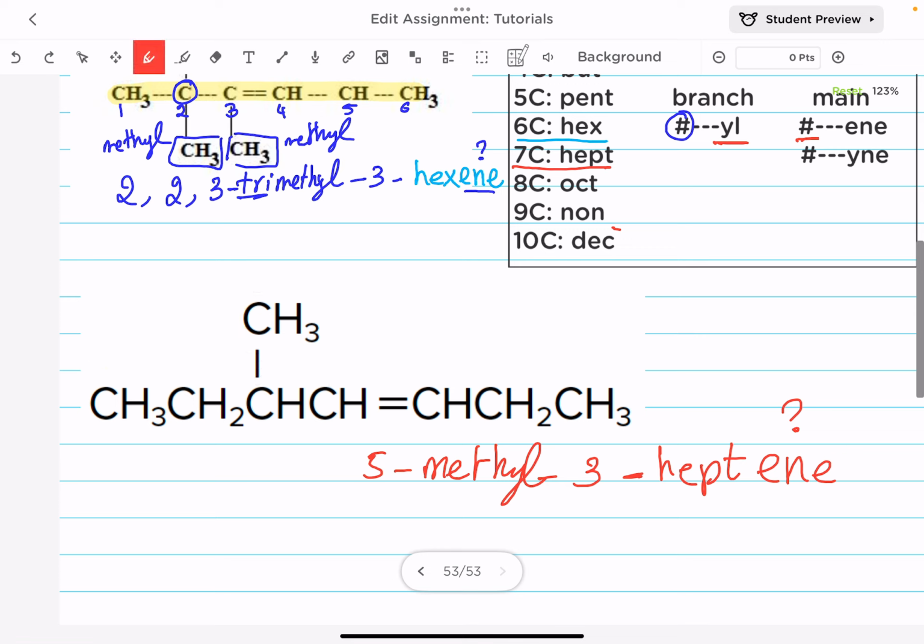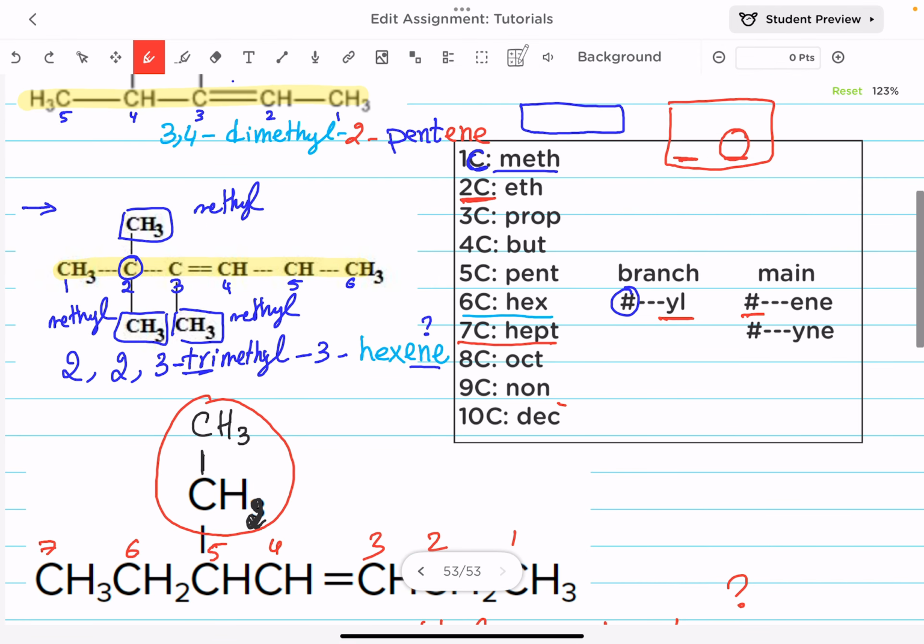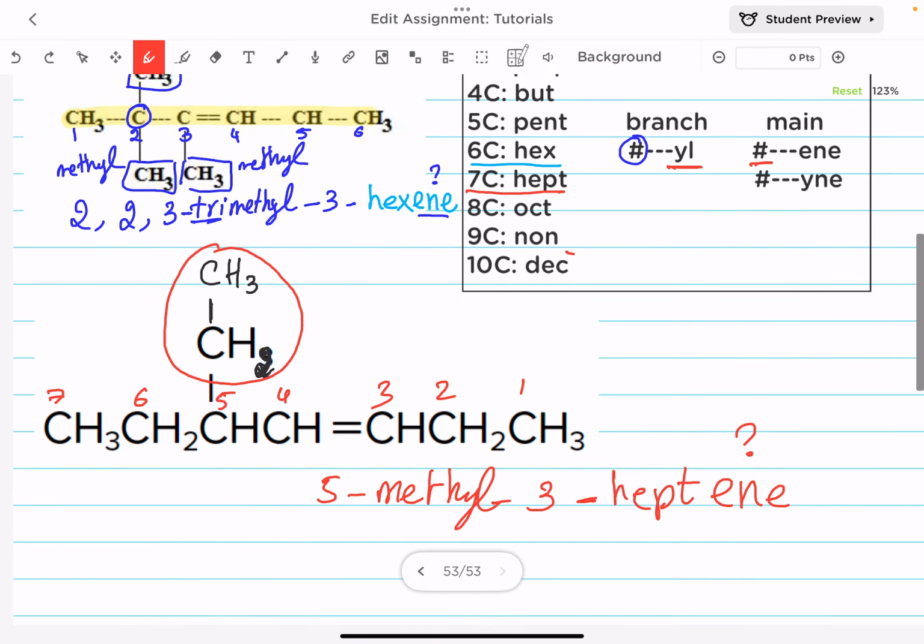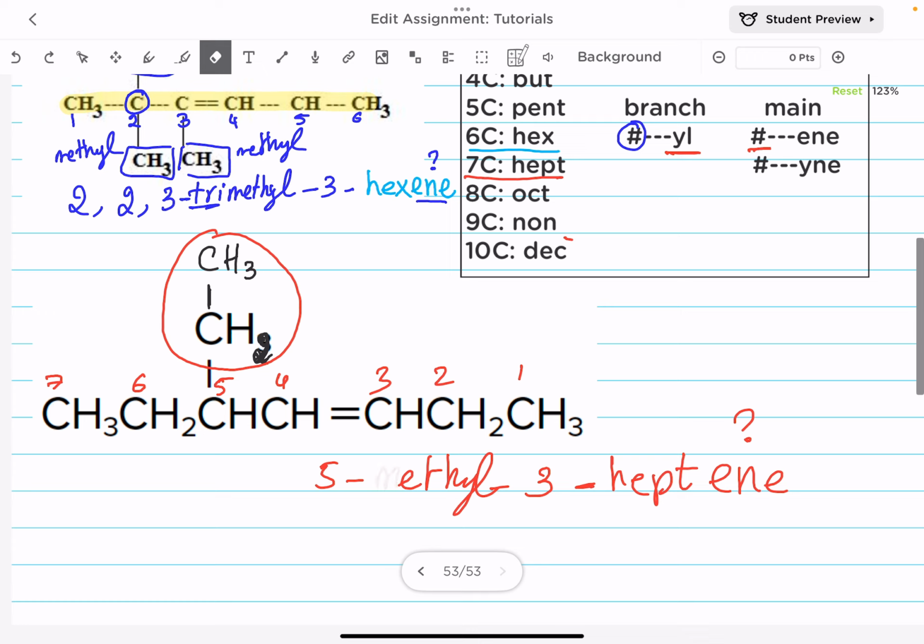Now, I'm gonna make some slight changes in this question. And what if you have over here CH2, CH3? What would be the name of this compound? So the numbering will still be the same, 3-heptene, but the branch now changed. 2 carbons means eth. So instead of saying methyl, you are going to write ethyl. And this ethyl is still on the 5th carbon.